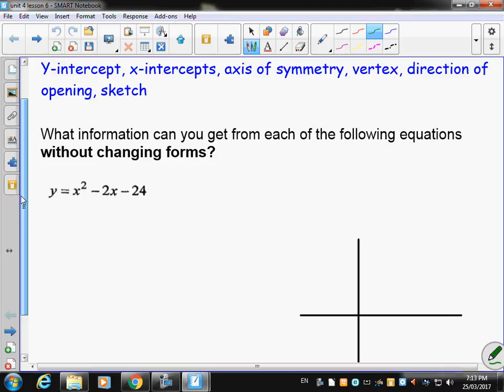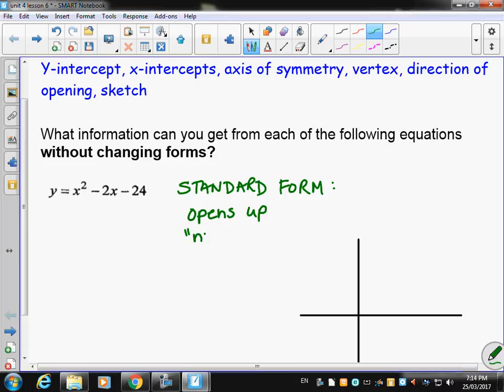So the first one has no brackets anywhere in sight, so I know that it is in standard form. Standard form is the most helpful when you are coming up with an equation, say in science, and you have all the coefficients given to you in this form. It has no brackets. Then trying to graph it and glean information might take us some work. So y equals x squared minus 2x minus 24. The only thing I know for sure is that it opens up.